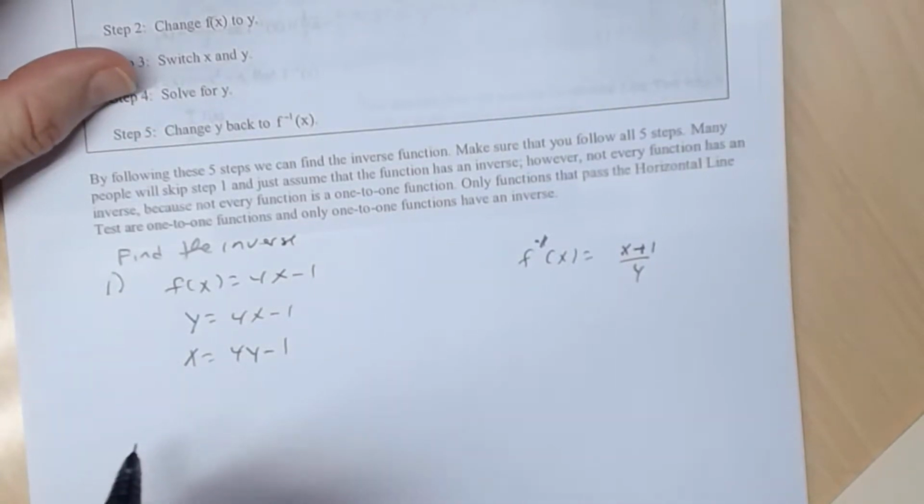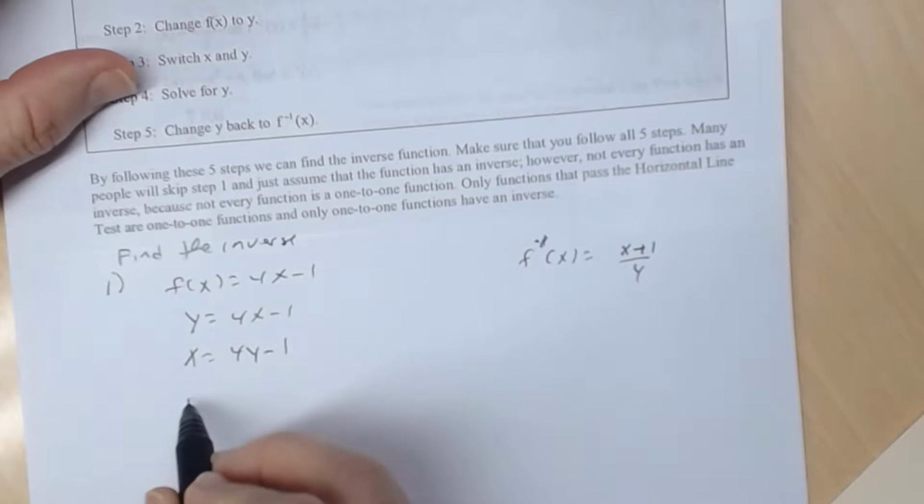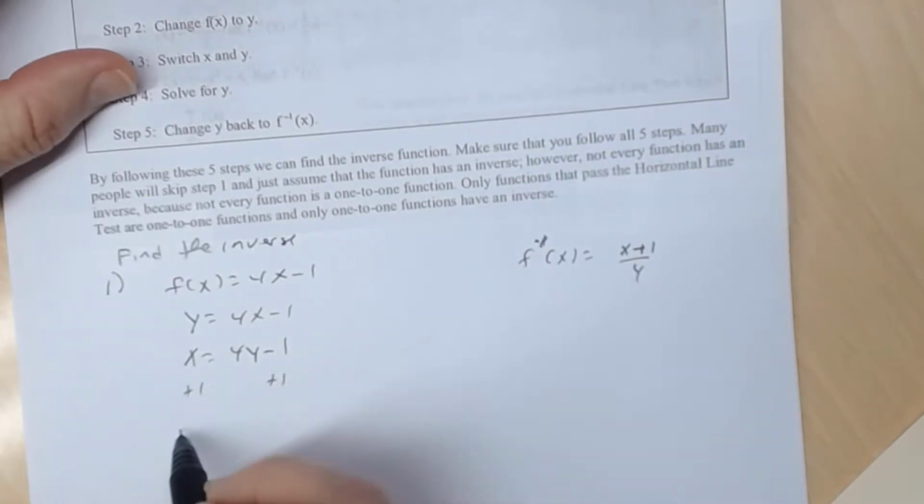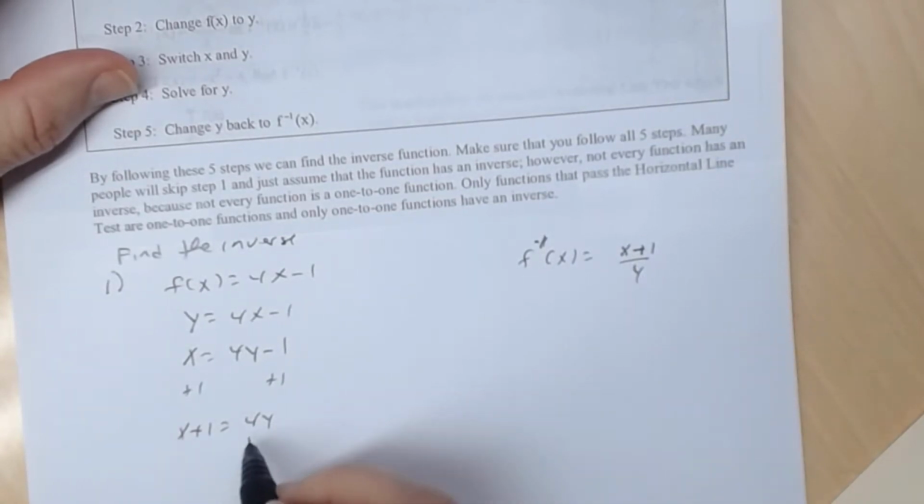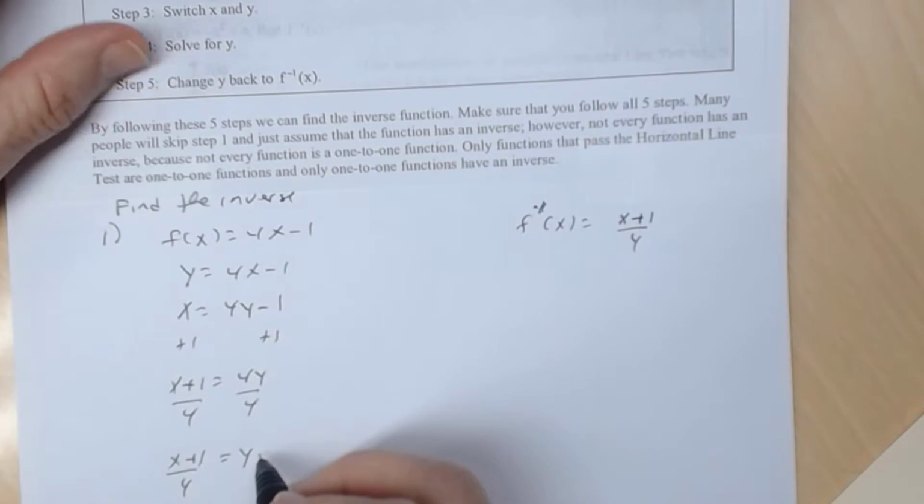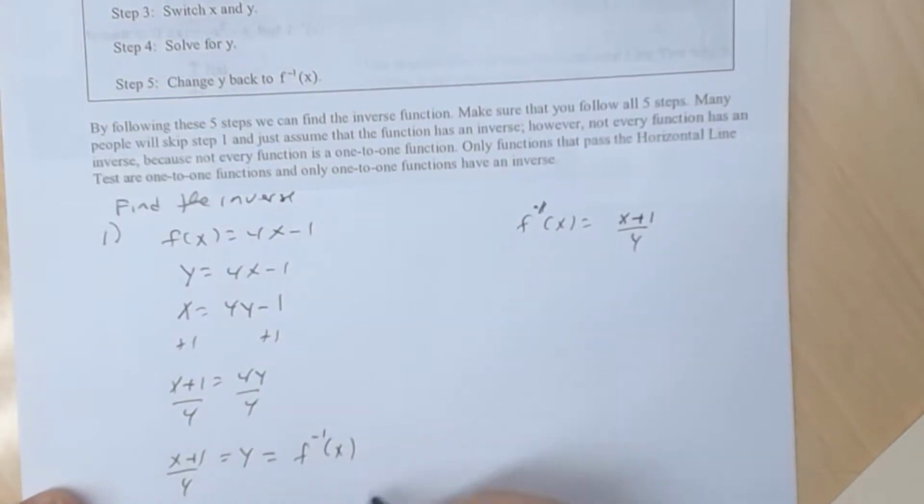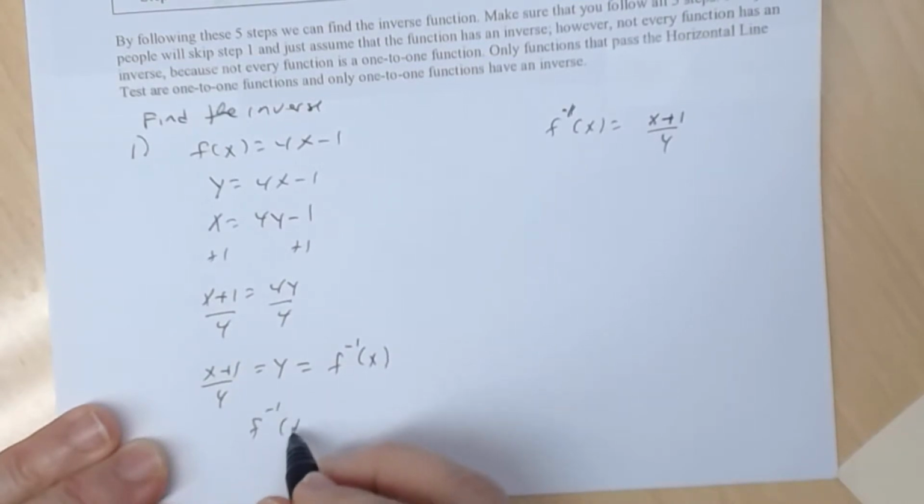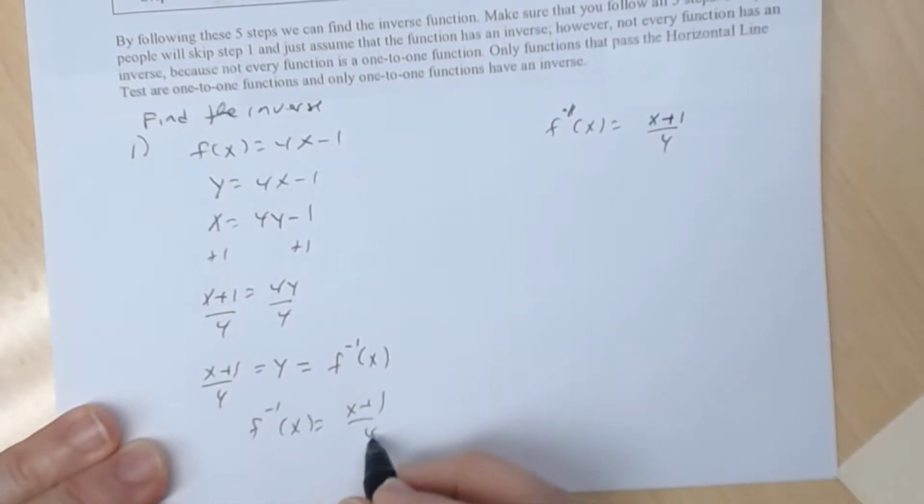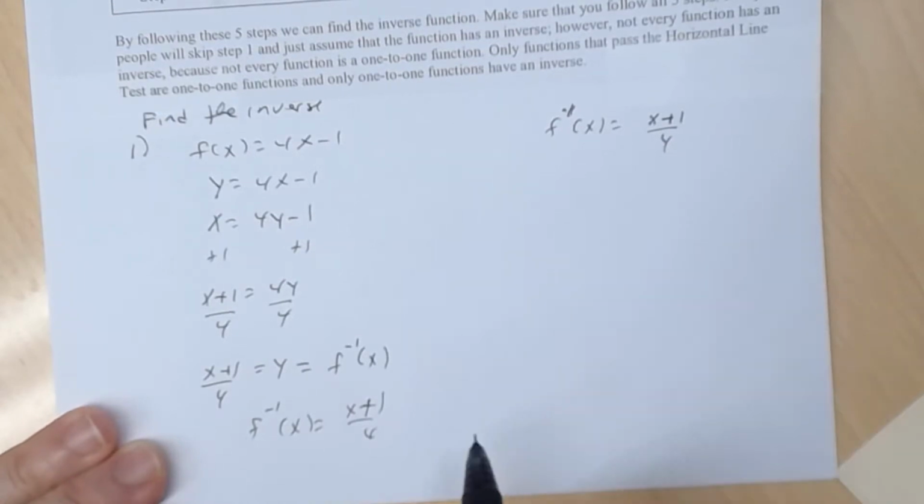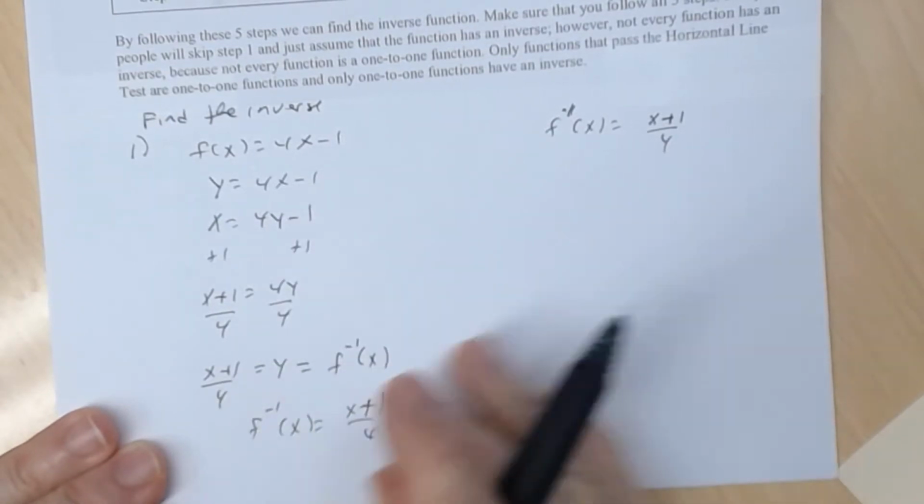Then finally, step 4, you solve for y. So I'm going to add 1 to both sides. I get x plus 1 equals 4y. And then I divide by 4, and so I get y equals x plus 1 divided by 4. Now that happens to be the inverse. So it says replace y with f inverse. So you answer, f inverse of x equals x plus 1 divided by 4. And that's all you do. That's what we got. So that's doing this algebraically.